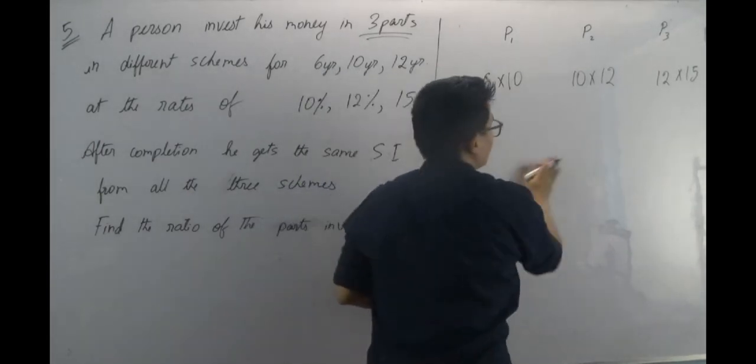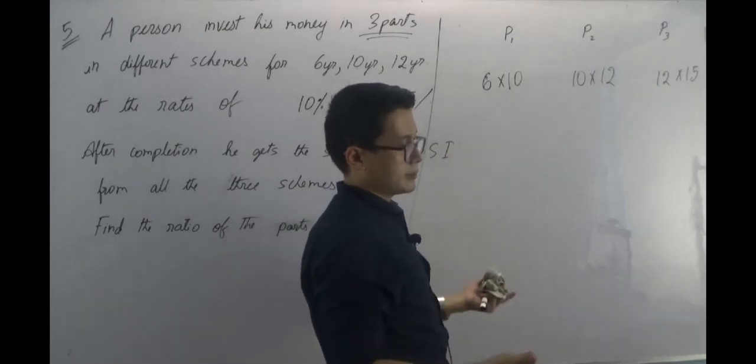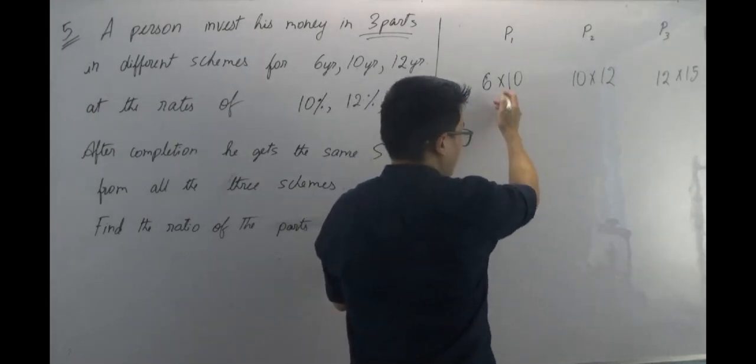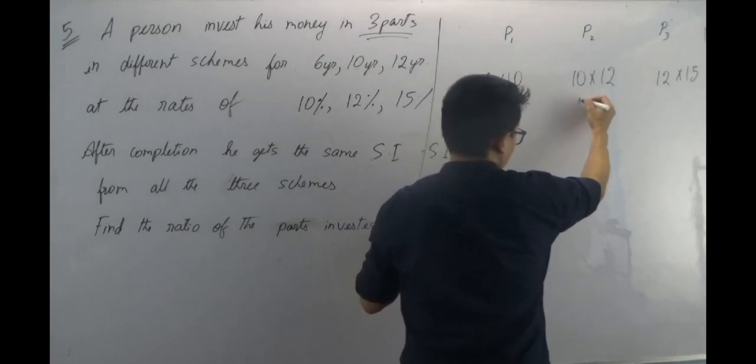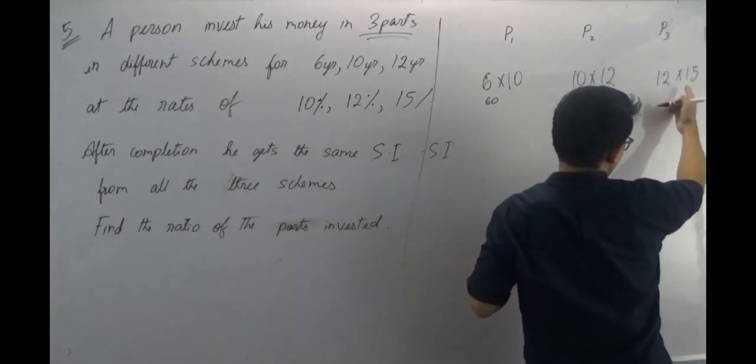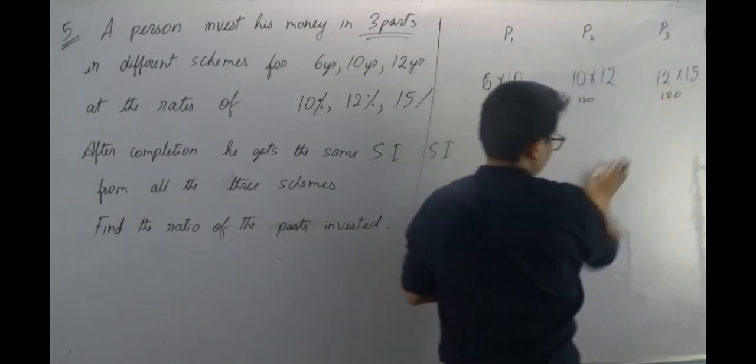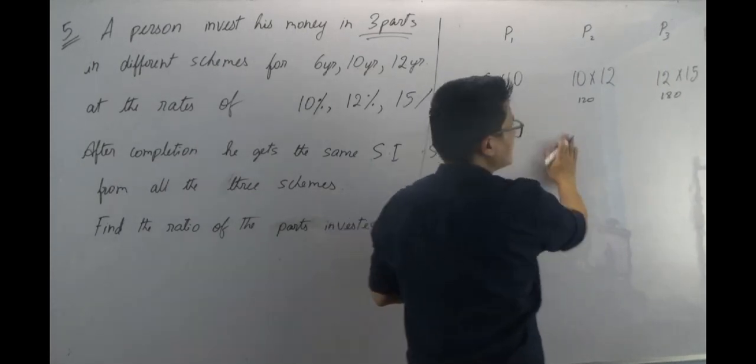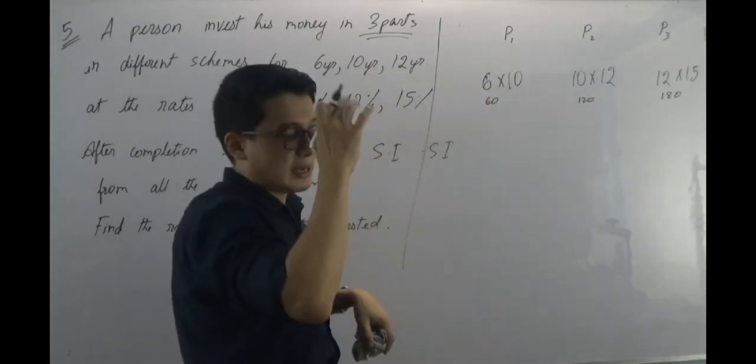So let's bring out the LCM of these three. Say 180. So 180, and we can pick any number. It doesn't have to be the LCM.